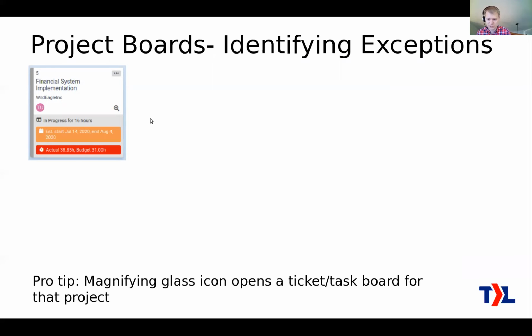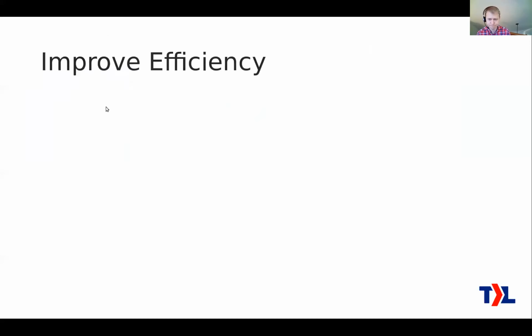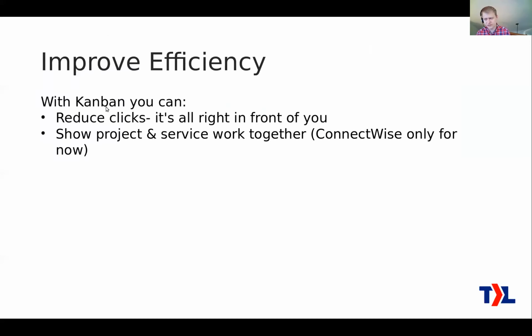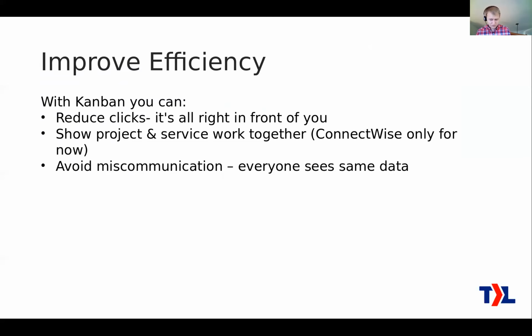Also, a little tip: when you're in the project view, you can click on a little icon here and zoom in to see just the tickets for that project. And there are various other things you can do to improve your efficiency. It's just fewer clicks, everything's in front of you. You can show your project and service work together. Some of that stuff is just for ConnectWise. We're going to be making improvements to the Autotask side. Avoid miscommunication. Everybody sees the same data.